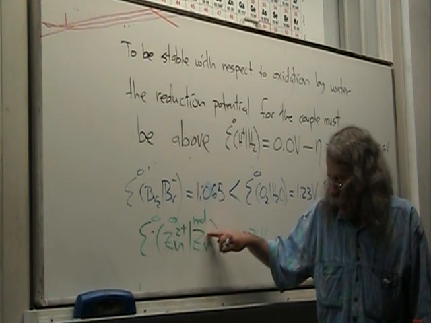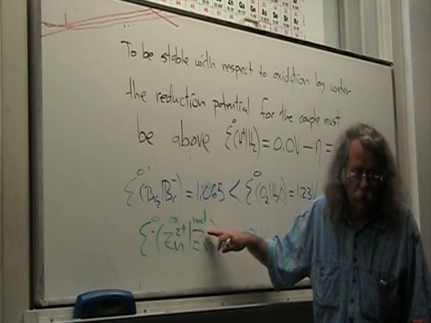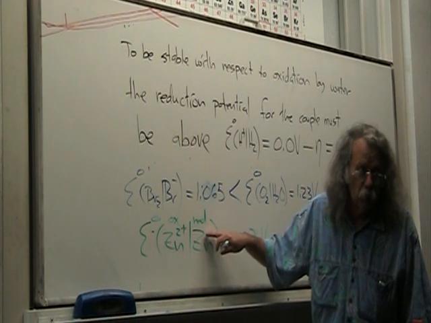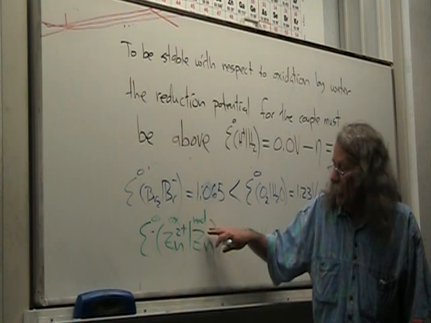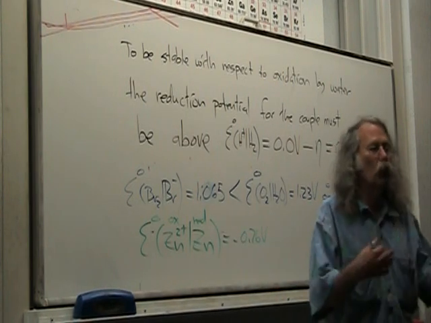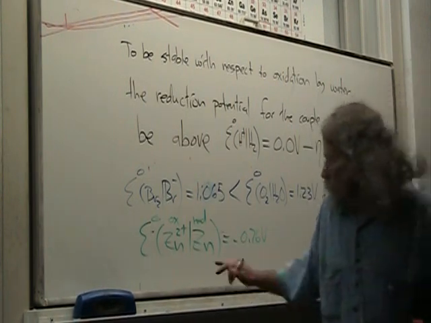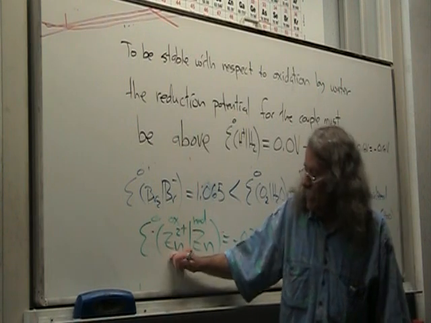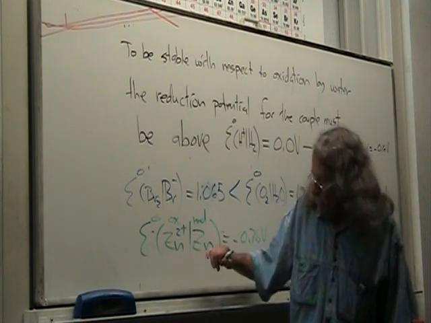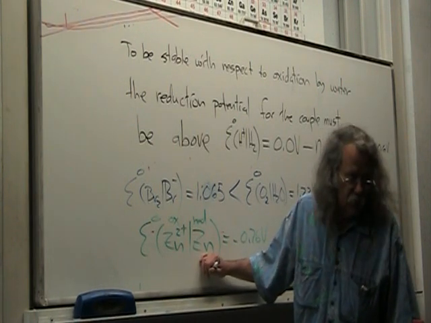If I have an ionic form on the right-hand side, I have to worry about whether it's stable with respect to being oxidized, because the reduced form can lose electrons. It's got electrons to give up. This can gain electrons and be reduced. This can lose electrons and be oxidized.